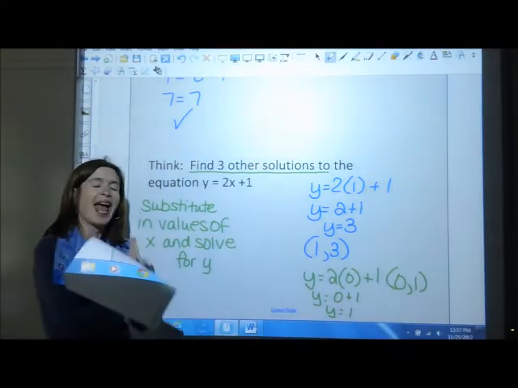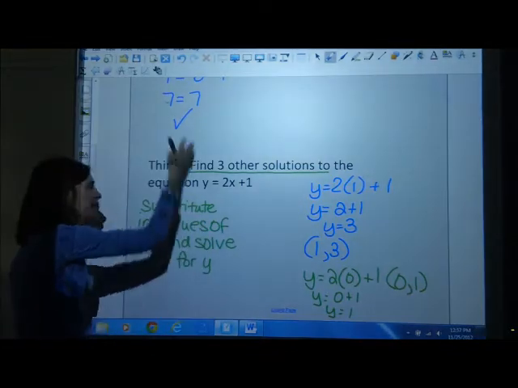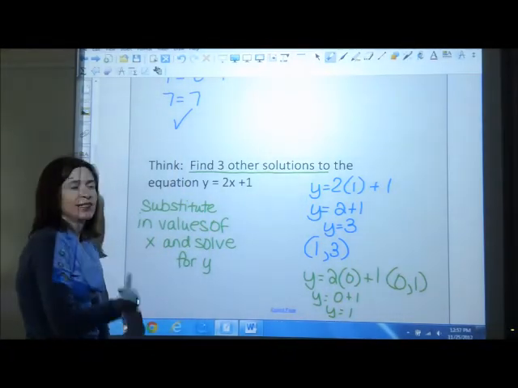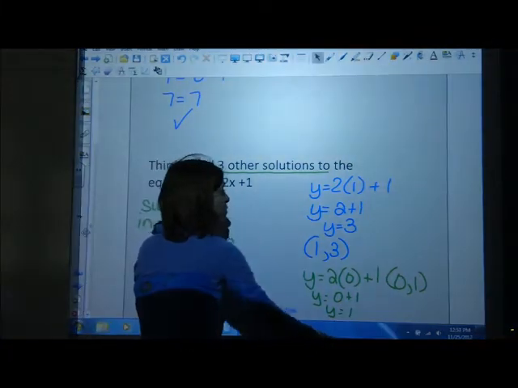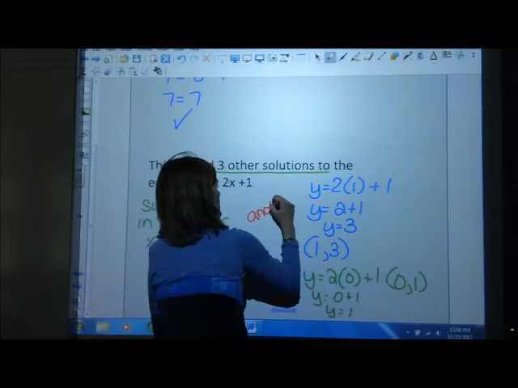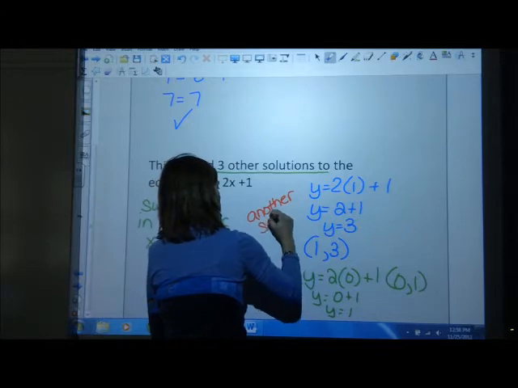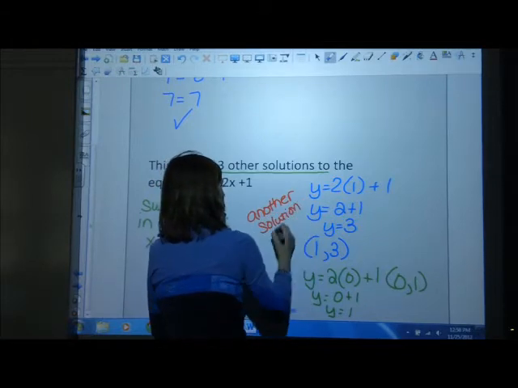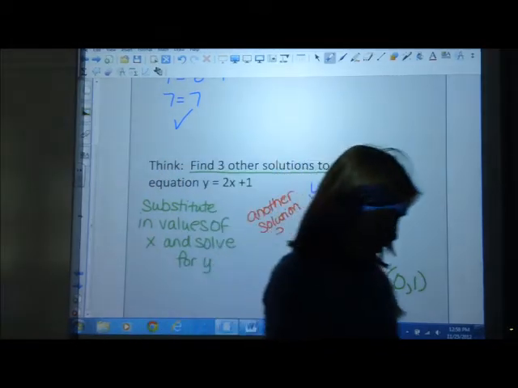And you can do this for any x point. Plug in any x you want, solve for y. So I'd like you guys to come into class tomorrow with another solution. So find another solution. Okay? Don't forget. All right, so let's move on.